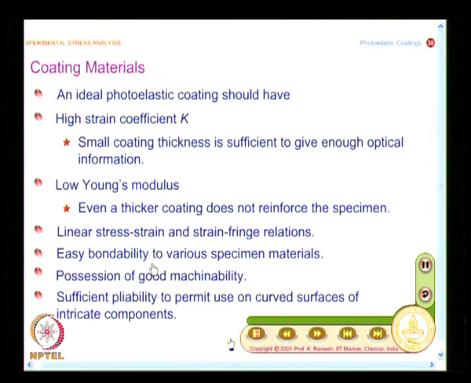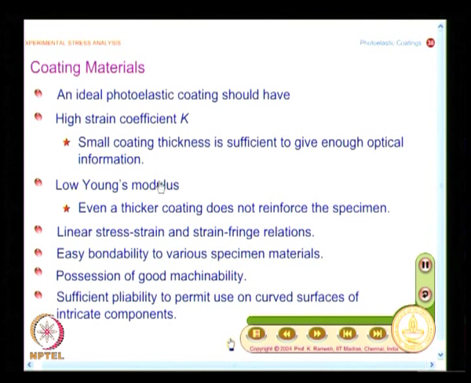Easy bondability to various specimen materials, because we had seen earlier people used glass, and it was difficult to bond. It should also have the capacity for good machinability, and particularly when I want to go for complex industrial components, the coating material should have pliability for me to form the shell of the actual object.